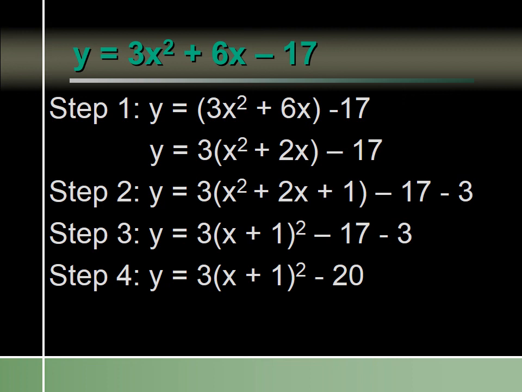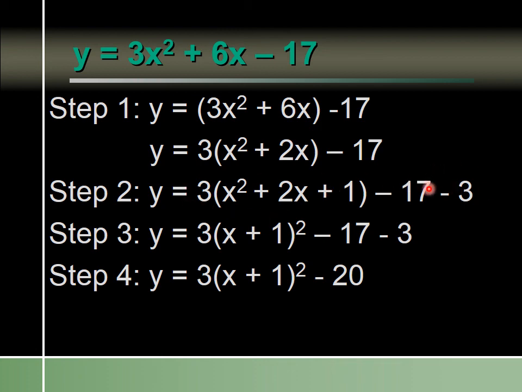Okay. Now, step 2 is where I complete the square. So I'm going to take half of 2. Half of 2 is 1. And then I'm going to square it. Well, 1 squared is 1. So that's what I'm going to add inside the parentheses. I'm going to put plus 1. Now, here's the tricky part. Remember, I'm not just adding 1, but I'm adding 1 times the leading coefficient, which was 3. So 1 times 3 is 3.